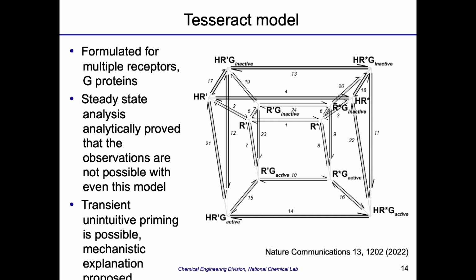But that apart, in the GPCR world, we have this geometric structure that represents transitions between G protein receptor states, whether bound, unbound, active, inactive, etc. However, what we were able to show is that even for this complicated model, we can analytically carry out basically pen and paper calculations and show that such kind of priming that is seen is not possible. It is not possible independent of the concentrations or the binding affinities or any parameter. Such things are just not possible at steady state.